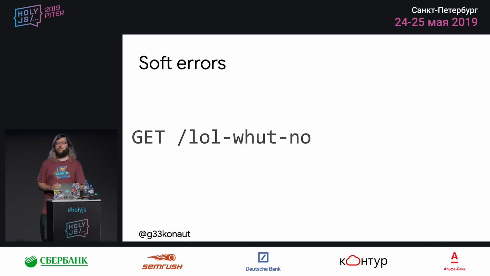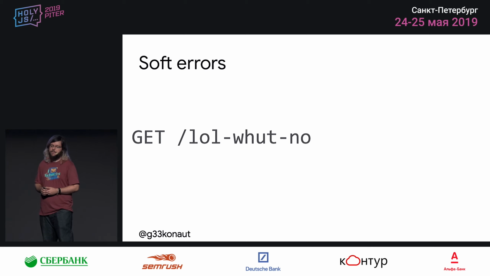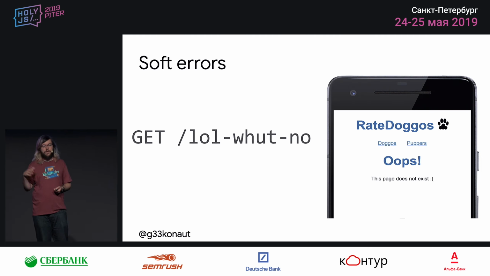Now let's talk about soft errors. Soft errors are a tricky one. They can happen with a bunch of different things. And they can also lead to what we call infinite crawl spaces. So I go to a URL that doesn't exist, but it's a single page application. So the server just serves the index HTML and the JavaScript and goes like, yeah, whatever, here you go. And then I see an error message.